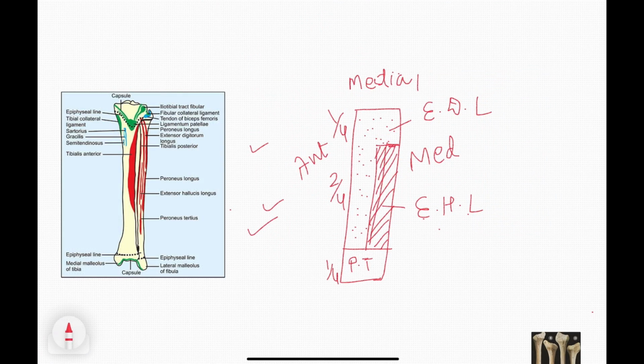Attachments on the medial surface of the fibula. The medial surface of the fibula is located between the anterior border and the medial crest. We can divide this medial surface into four parts: upper 1/4, middle 2/4, and lower 1/4. The entire lower 1/4 portion gives origin to the peroneus tertius muscle. Then the upper 1/4 along with the anterior half of the middle 2/4 gives origin to the extensor digitorum longus, and the posterior half of the middle 2/4 gives origin to the extensor hallucis longus.